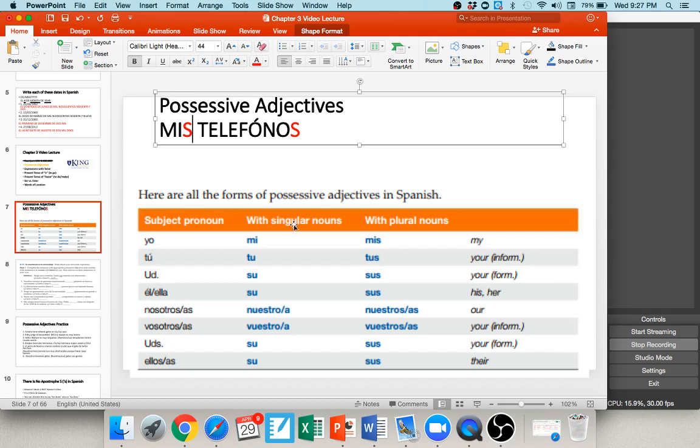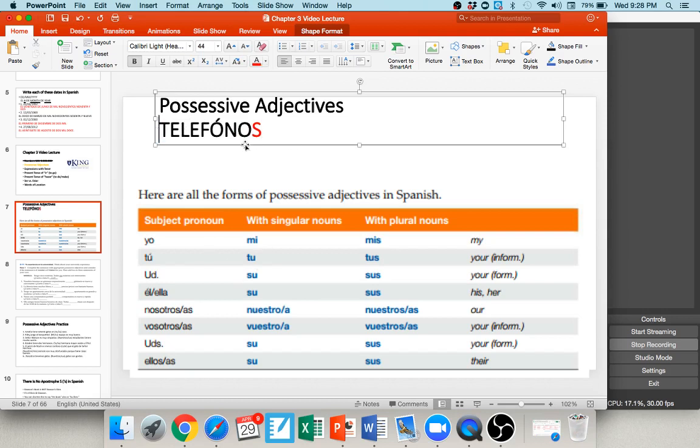Hopefully that makes sense. The same is true of when you want to say your. So your phone, tu teléfono. Your phones, tus teléfonos, plural. His phone, her phone or your formal phone, su teléfono, or plural, sus teléfonos.